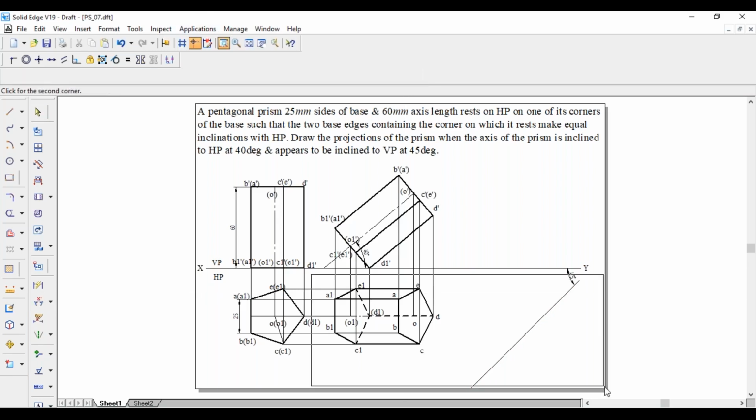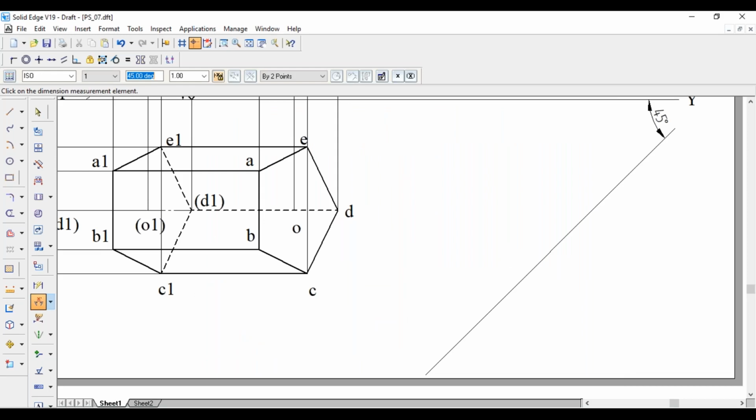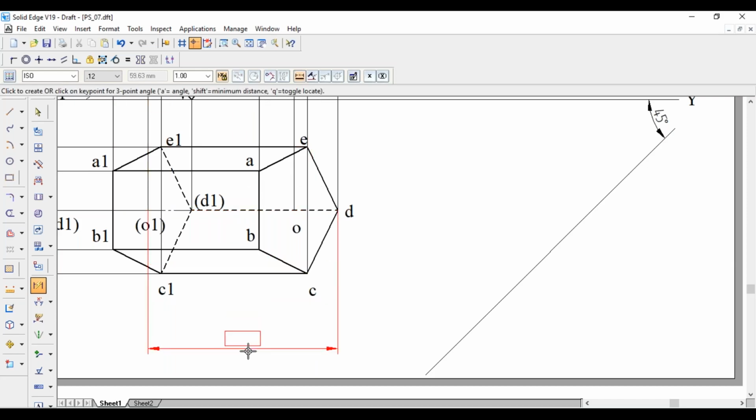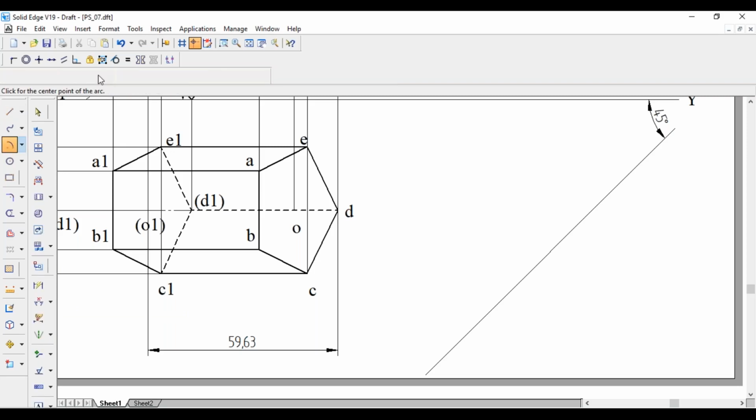Now we have to copy this one on this one as it is a non-locus. So completely this O1 comes on this line. Now directly we will start from D only because D and O are on the same line. So we'll measure this one. That is O1 to D. O1 to D is 59.63 mm. So anywhere on this 45-degree line as center, cut an arc of 59.63 mm.